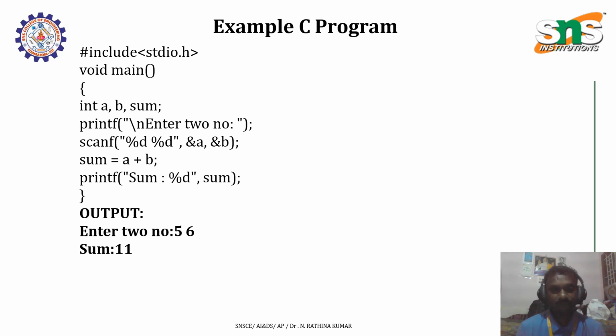With the help of the printf function, we display the message to the user: enter the two numbers. After that, when we enter some values, the scanf function reads the values and stores them in A and B. After that, we perform the addition with the help of the addition operator, and the result is stored in sum. Finally, with the help of the printf statement, we display the value stored in sum. For example, if we enter the two values 5 and 6, we get the output 11.